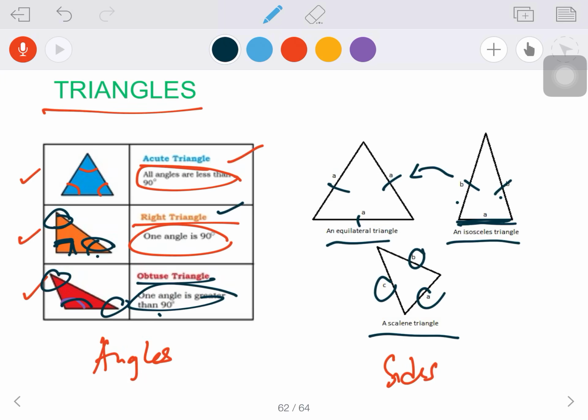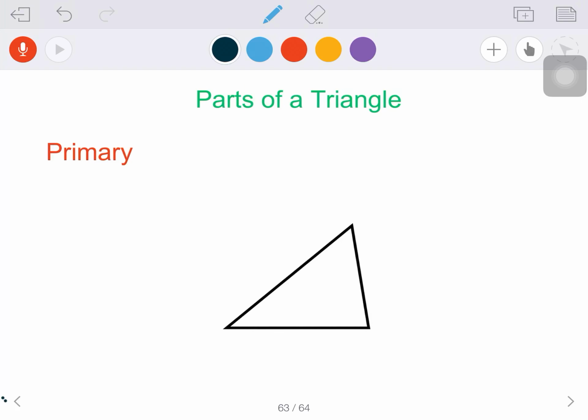Alright, now, what are the parts of a triangle? Now that we know that a triangle has two types, when we name it, it's either based on angles or based on sides. Question now, what are the parts of a triangle? First, we will discuss primary parts, because there are other parts which are called secondary parts, and that's what you're going to discuss with your group tomorrow in our group activity.